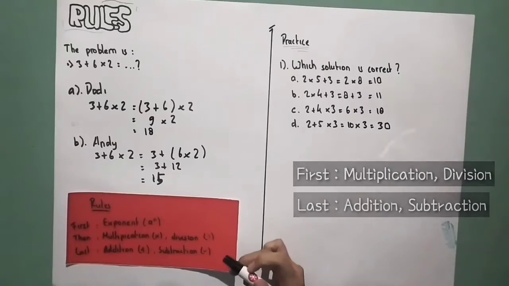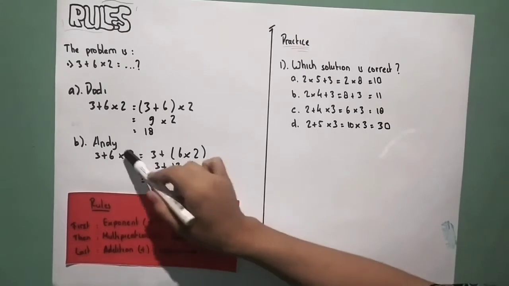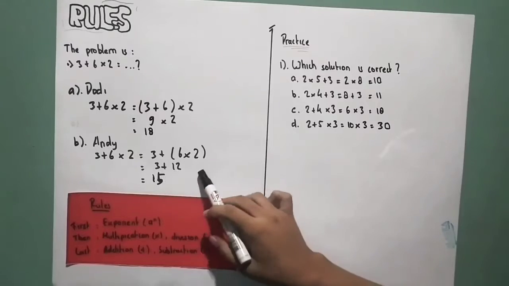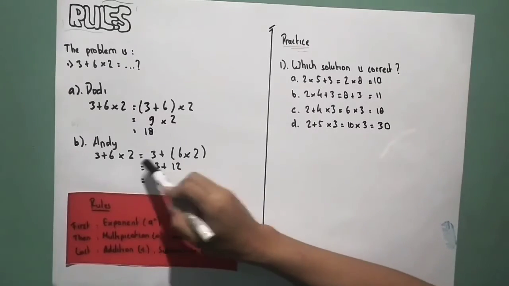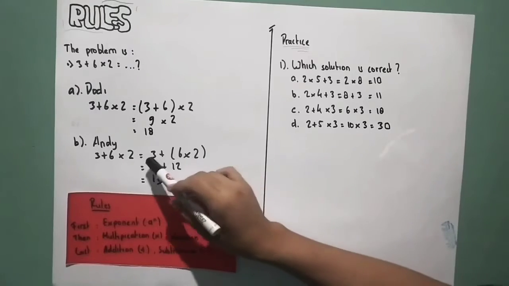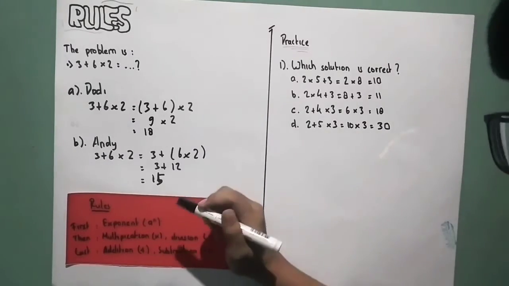I think all of you already knows the right answer from this problem. Yes, the right answer is from Andy, because multiplication we count first, so 6 times 2 is 12, and then 3 plus 12 is 15. Good job, Andy.